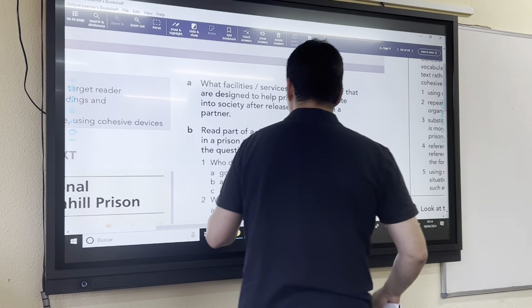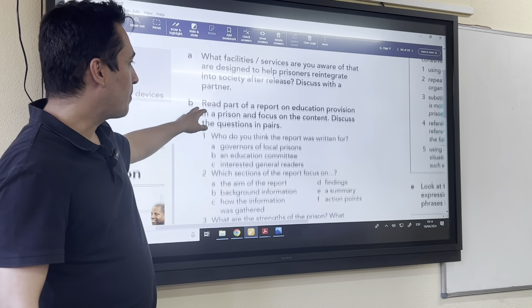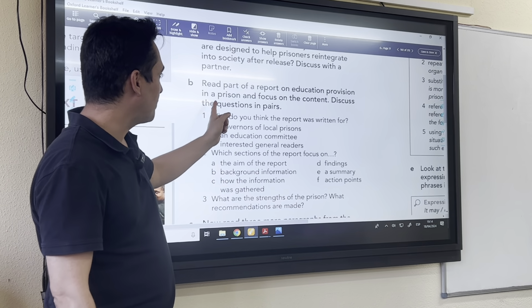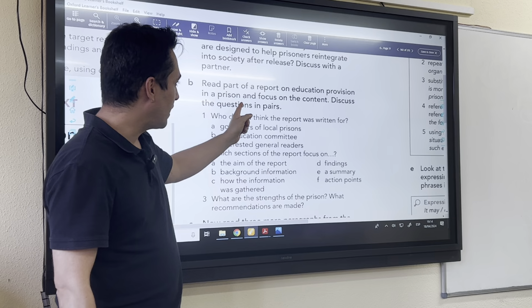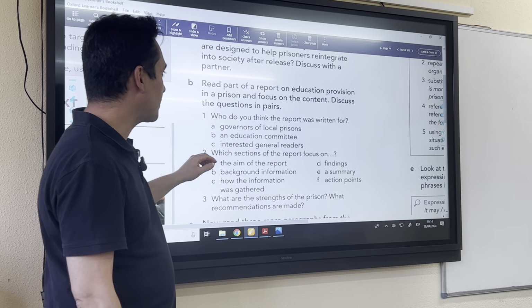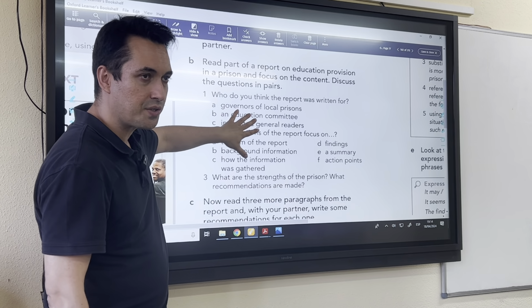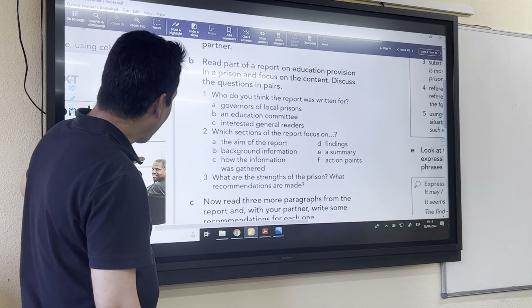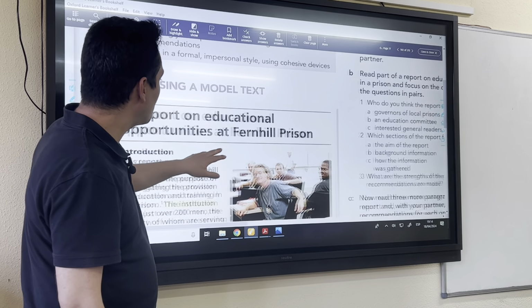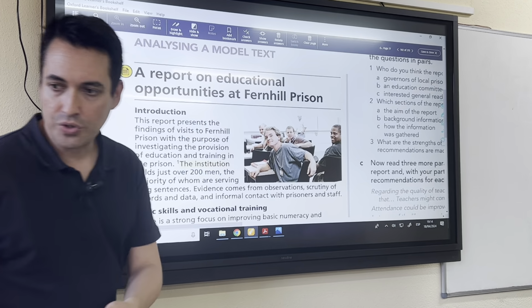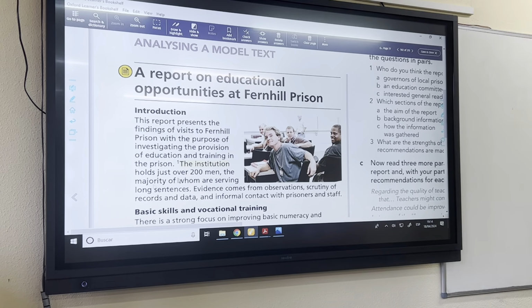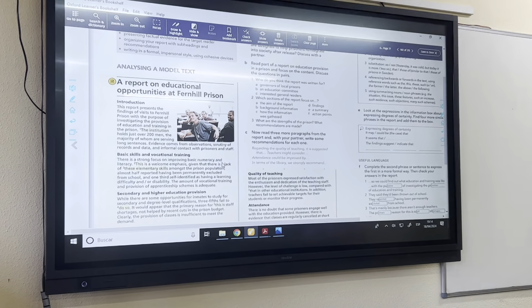Okay, so we're going to read part of our report on education provision in a prison and focus on the content. Discuss the questions in pairs. So don't read the questions yet, okay? I want you simply to read part of the report. Only read, and then later we can discuss the questions together.